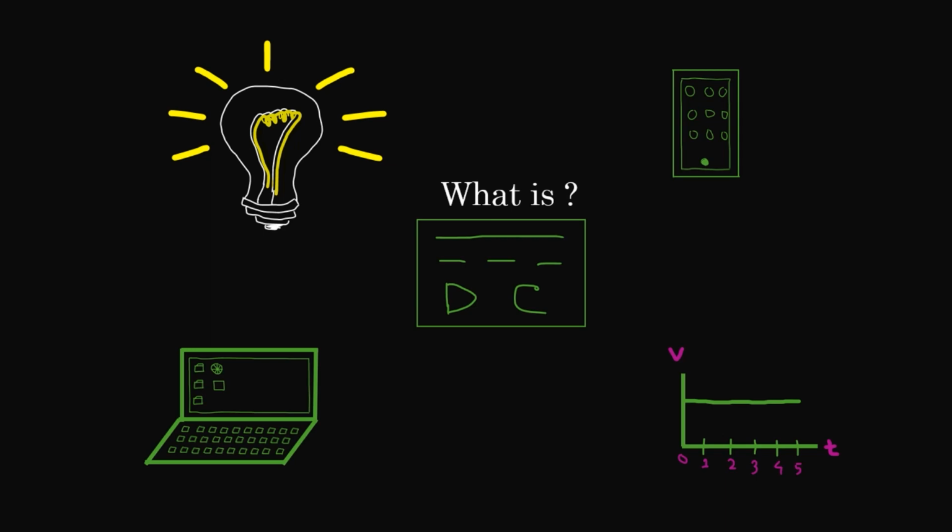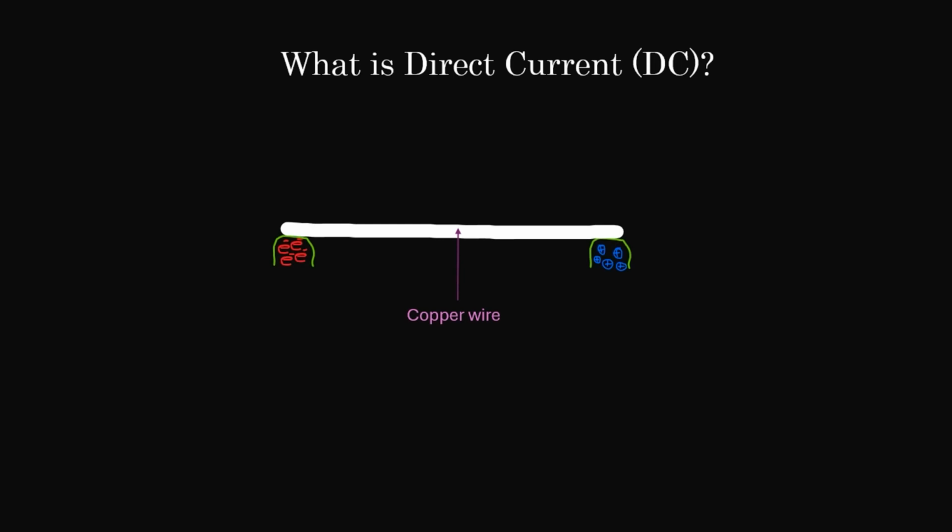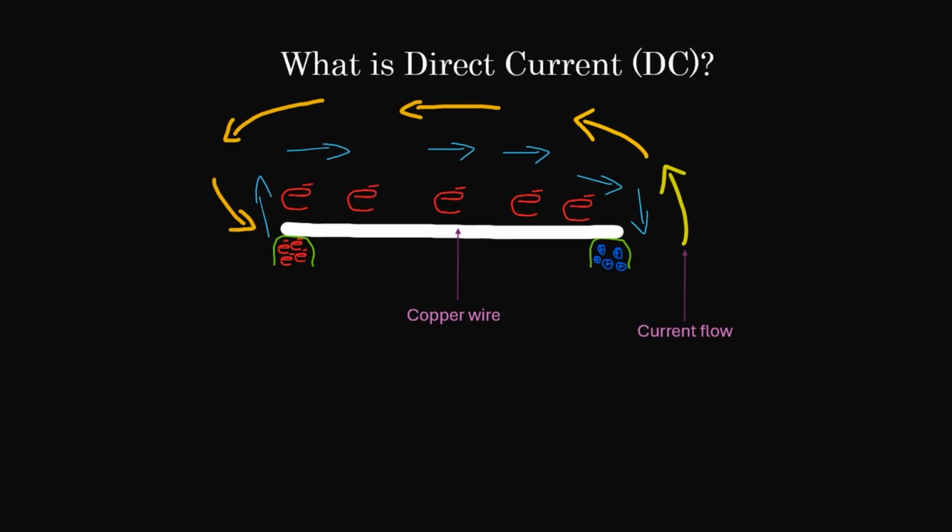So let's get started. At first, let us imagine we have a copper wire which is connected with the terminals of a battery, positive and negative. When it's connected, the electrons start flowing towards the positive terminal, which has less potential. And for that, the current starts flowing in the opposite direction and goes towards the negative terminal. So this very flow of current is called direct current.